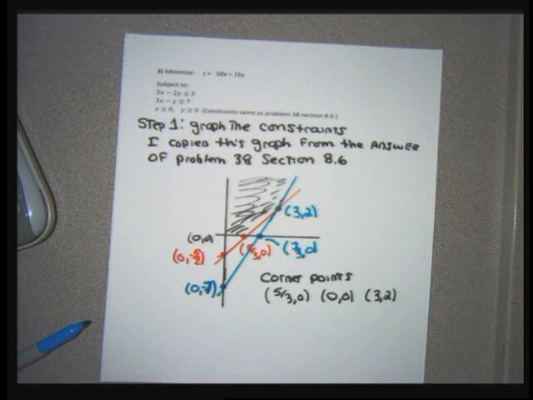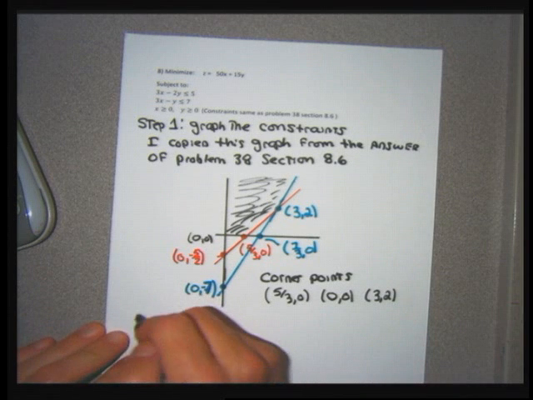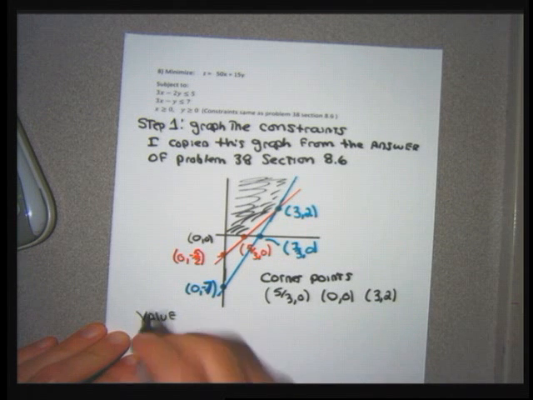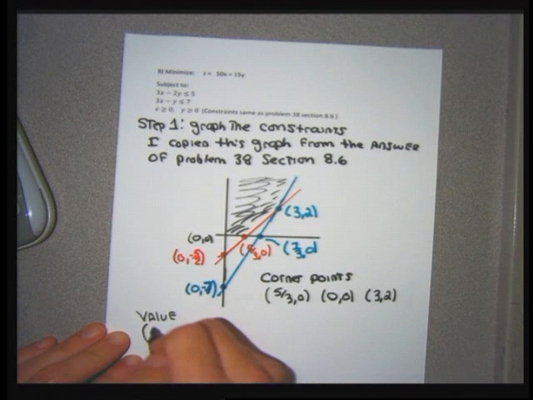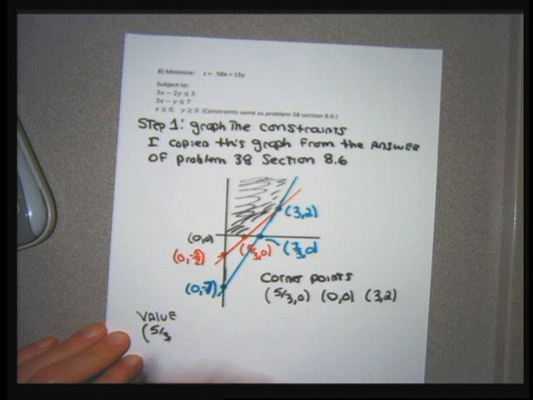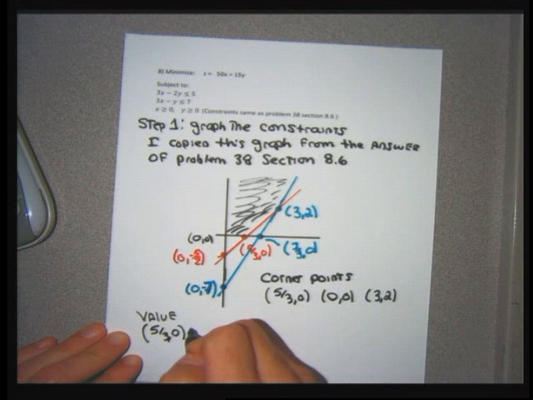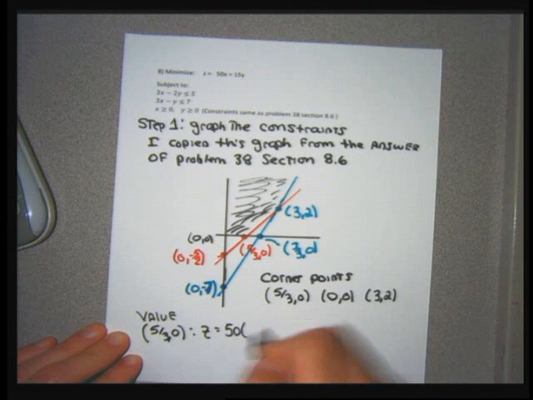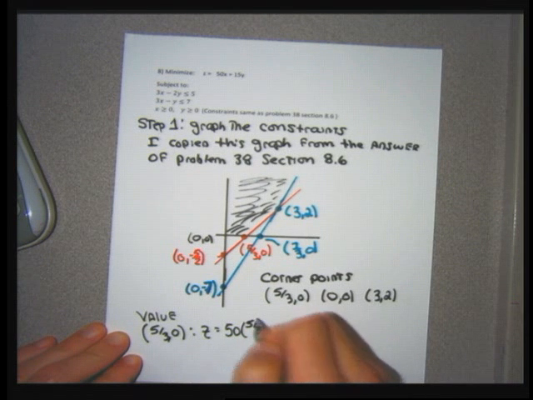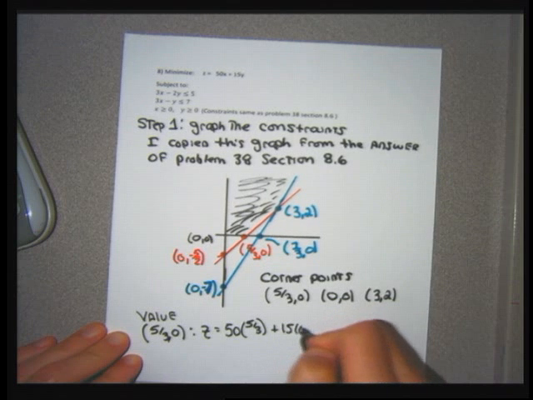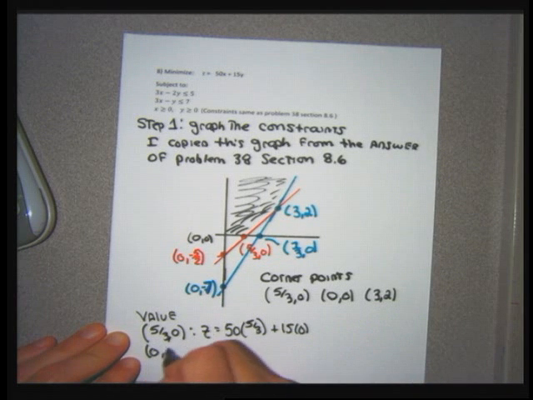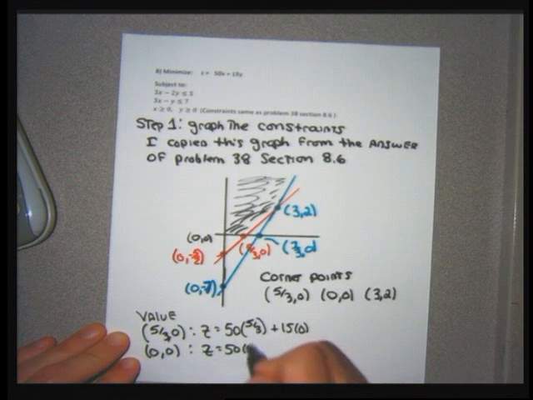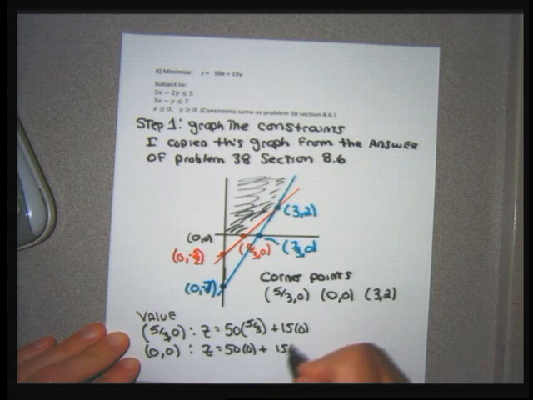This is actually a bad problem, but I didn't take it out. I'll live with it. If this was a word problem, it would be kind of funky in terms of the answer, not something I would have wanted. But for this, it's completely fine. So I have 3 corner points: (5/3, 0), (0, 0), and (3, 2).